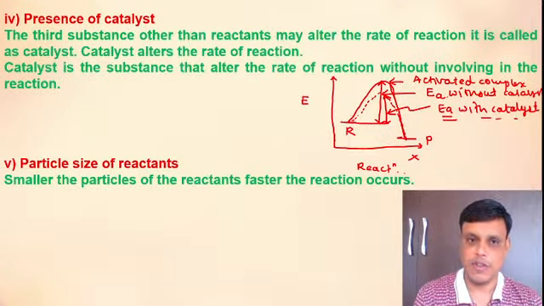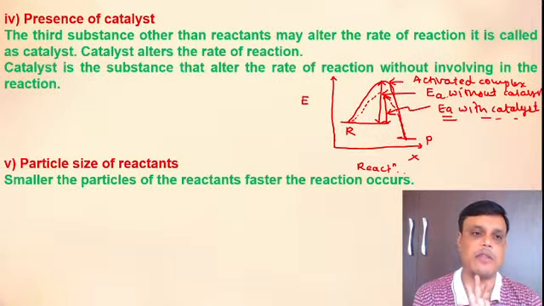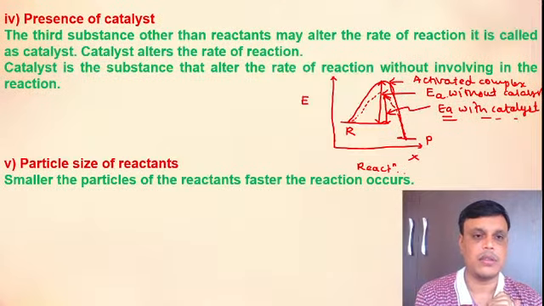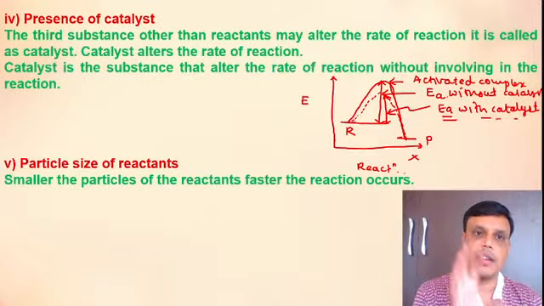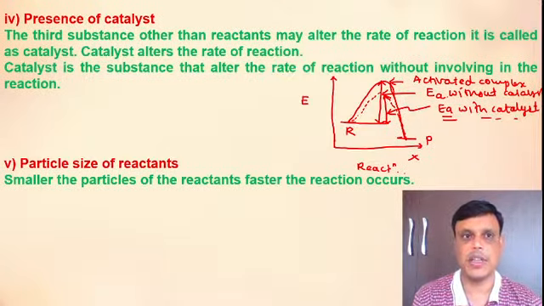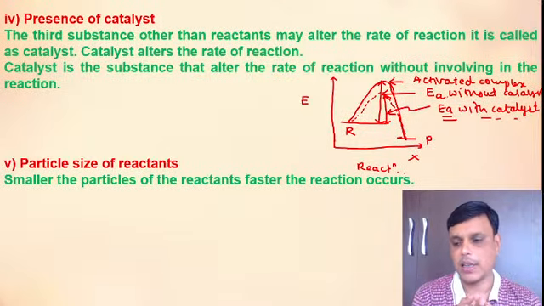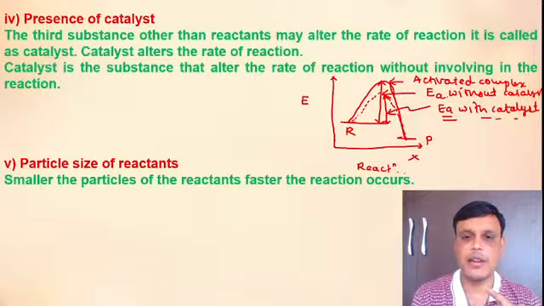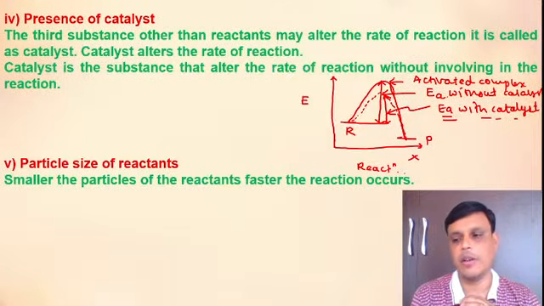So these five important factors alter the rate of reactions, or the rate of reaction depends upon these five points. Which five points have we seen? First the temperature, then the concentration of reactant, then the concentration of product, then the presence of a catalyst, and the particle size of the reactants. The particle size of the reactant is important when one of the reactants is present in the solid state.